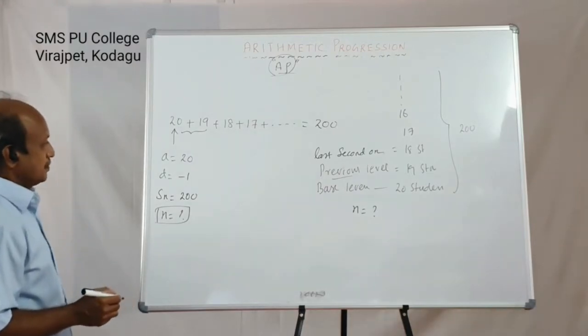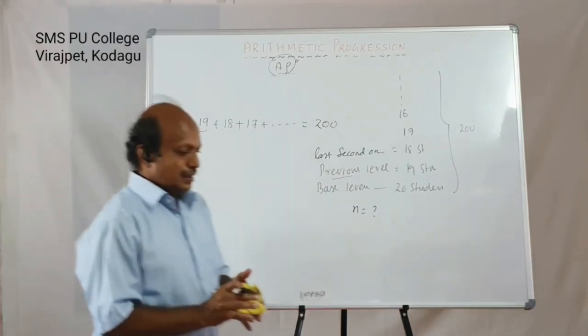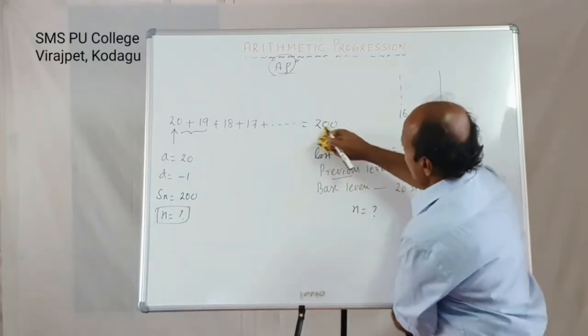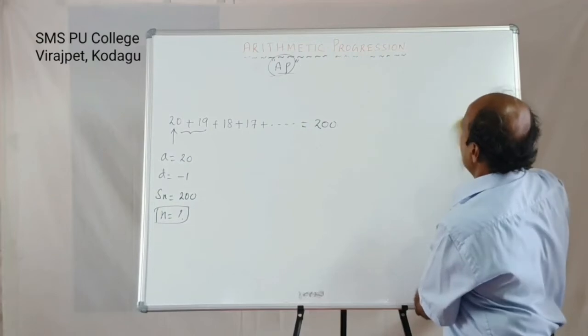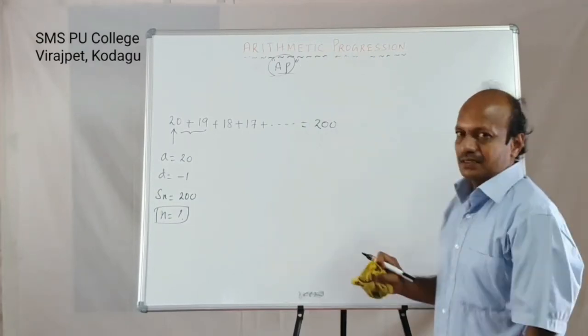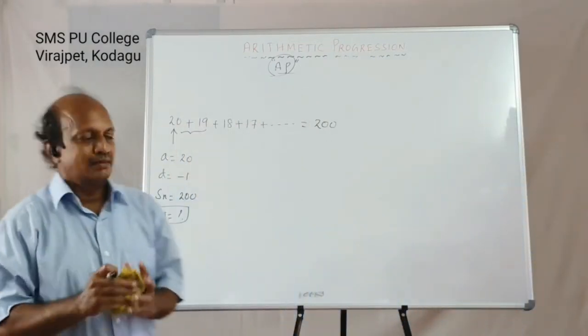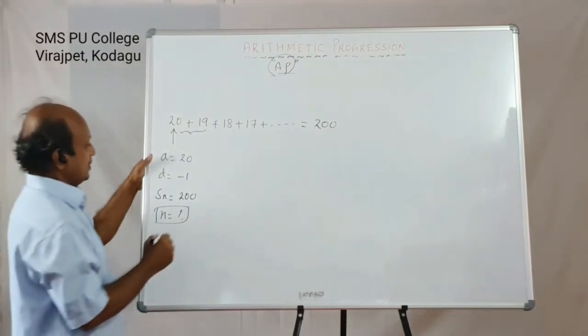Now let us solve this problem, right? Of course, this problem may be linked with another one or two chapters, like quadratic equations or linear equations in one variable, two variables, like this. Always the chapter will be linked with another one or two chapters.